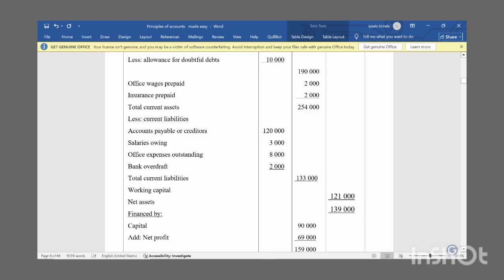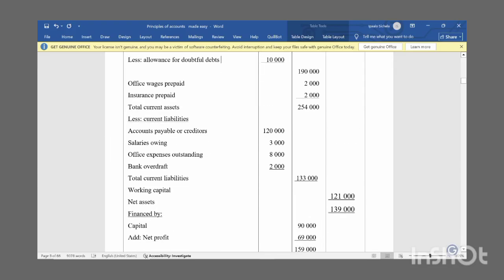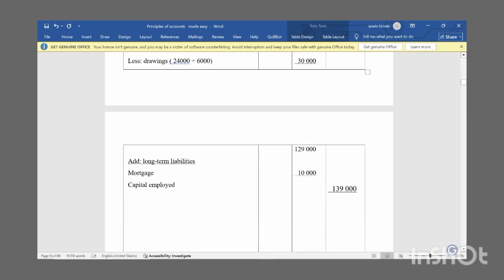So then you move on to the net assets. So how do you get net assets? You add working capital plus the NBV, which is net book value. For you to get the net assets, you add working capital plus the NBV, which is on top here. So the 18,000 here plus the working capital will give you the net assets, which is 139,000. Then you move on to financed by.